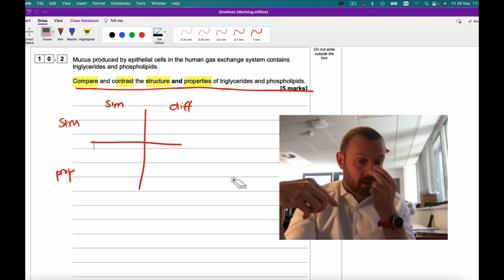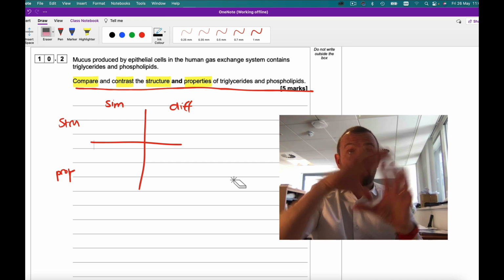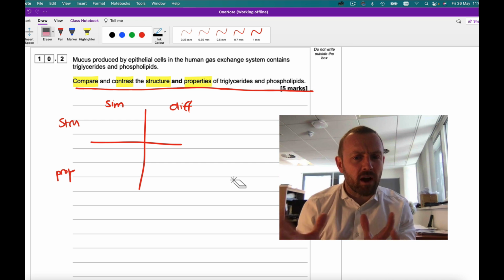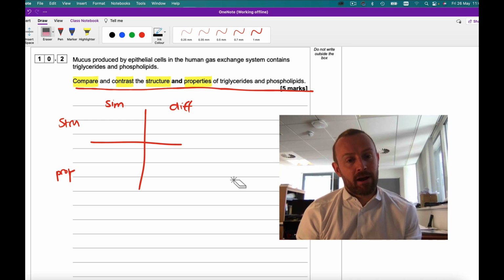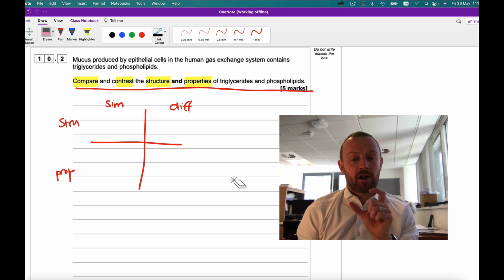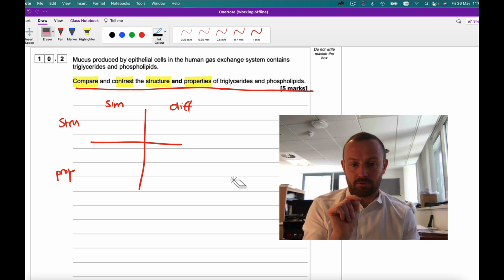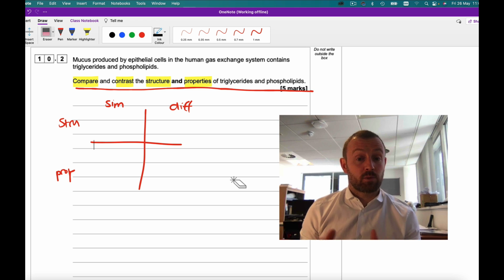Okay, differences. Properties, triglyceride is generally a hydrophobic molecule all over, whereas the phospholipid, we can call it amphipathic, which means it has a hydrophobic section, that's the fatty acid tails, and a hydrophilic section, that's the head and the glycerol. So the triglyceride molecules do not form bilayers, whereas the phospholipids form bilayers if mixed with water.